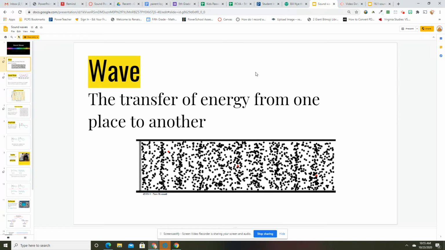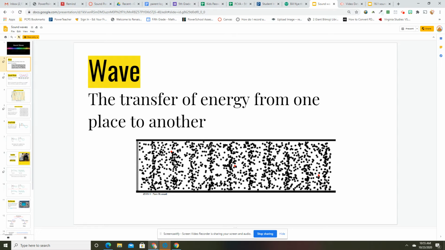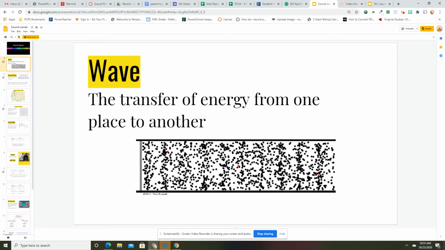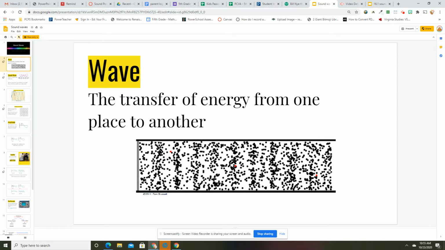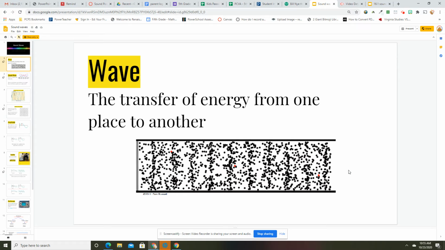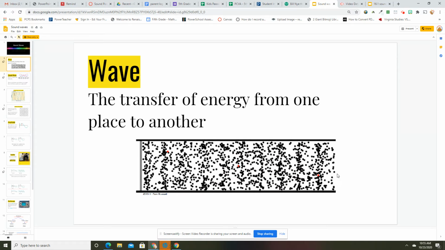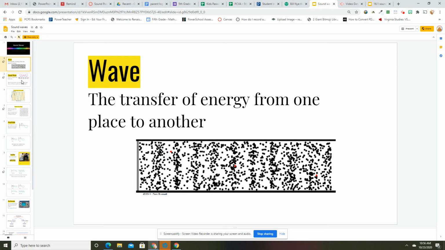Okay, so the transfer of energy from one place to another. If you watch that sound wave, that little dot is just traveling, traveling. It's eventually going to get over there, okay? See that little red one? He's eventually going to get over to the other side.